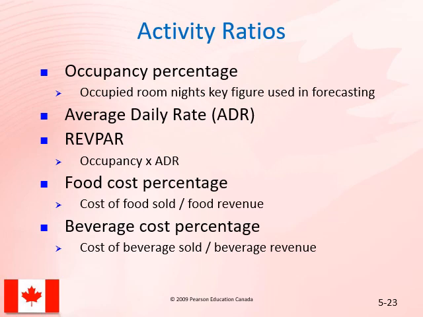Each restaurant is going to have different cost percentages with respect to food and beverage. However, we do have a general rule in the industry, and it's called 30-30-30. Your food cost should be around 30%, your beverage cost should be around 30%, and so should your labor.